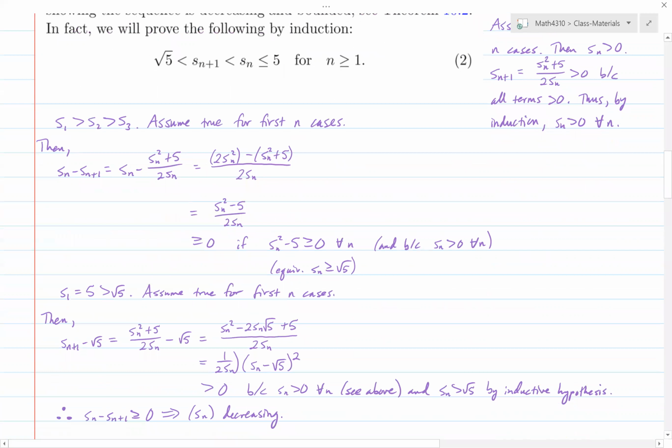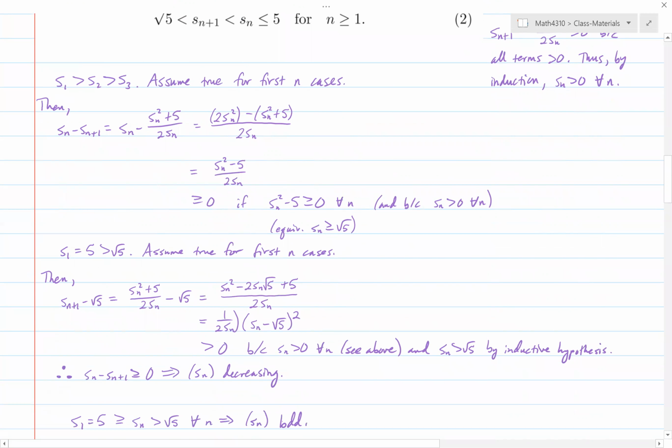Well, how could I prove that? By induction. So the first term is 5. Well, that's greater than the square root of 5, which is what you need in order to establish the conclusion we're trying to get to above. So, okay, we've established the base case for yet another inductive argument. Assume the first n terms in this sequence are also greater than the square root of 5.